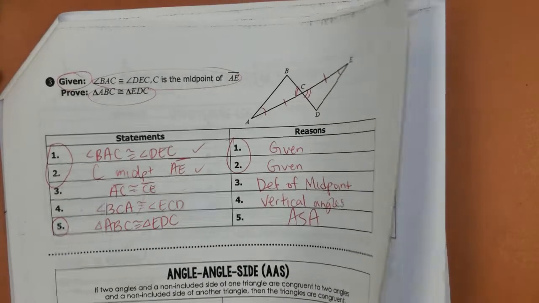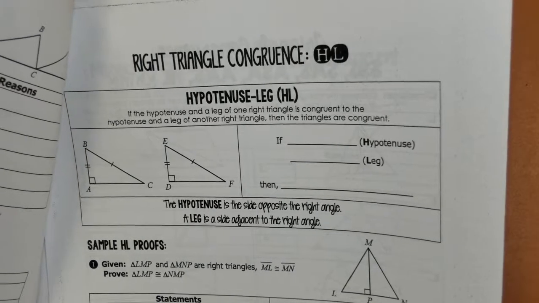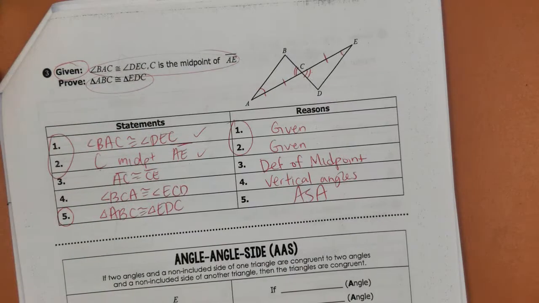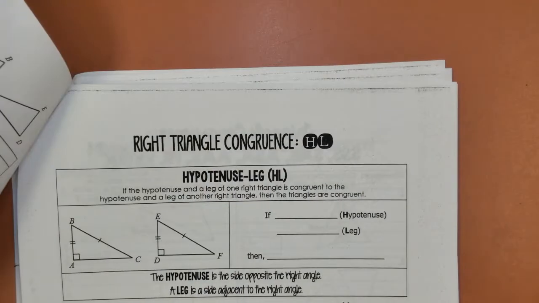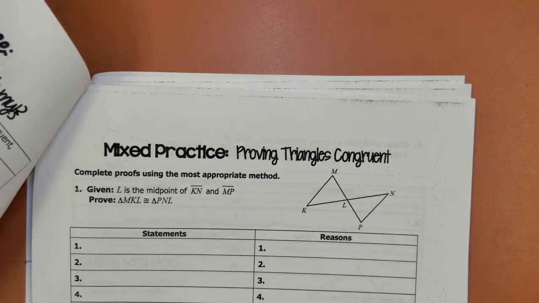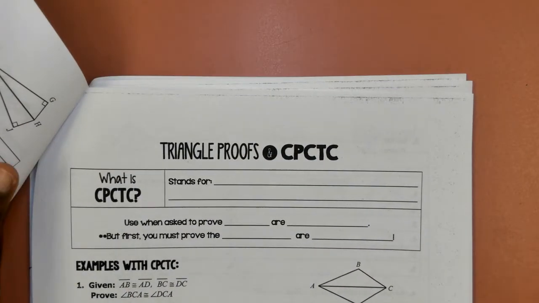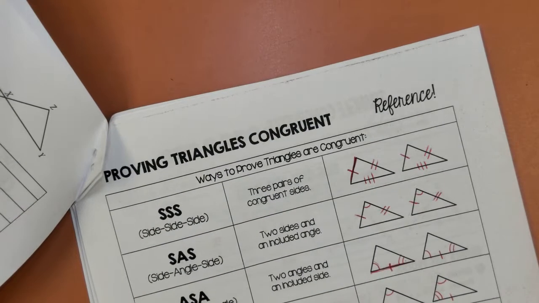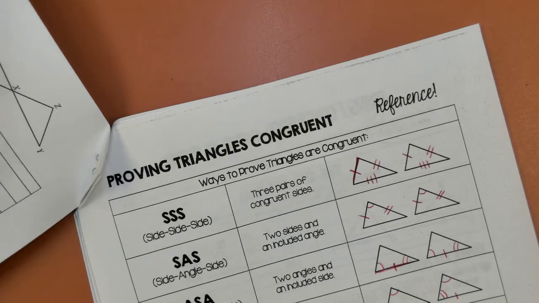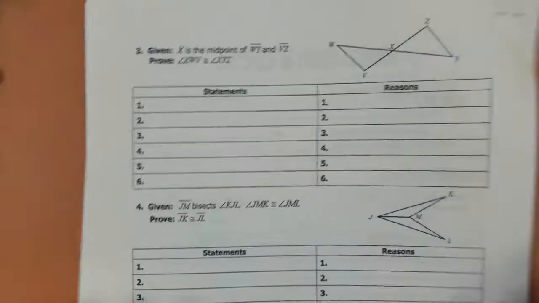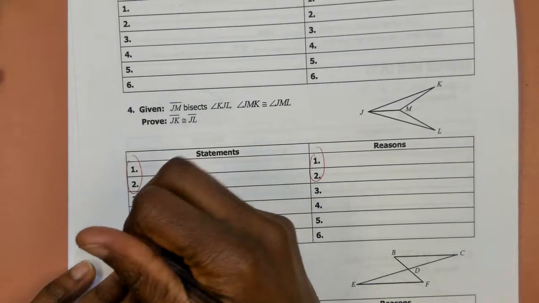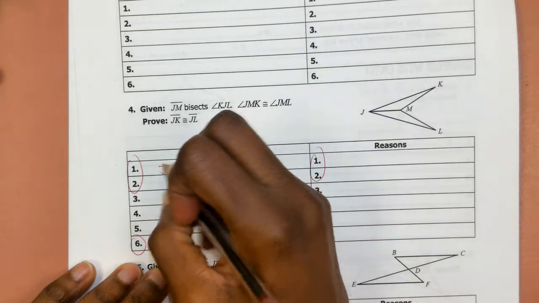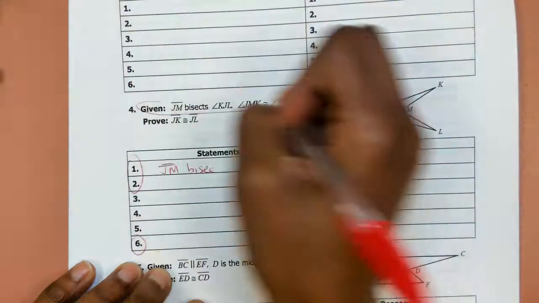Okay, last one. I'm just making sure. Yeah, I've gone through a corresponding and alternate interior, a reflexive, a vertical. I want to go through with CPCTC. Okay, number 4. Okay, go ahead and do the stuff that's given.